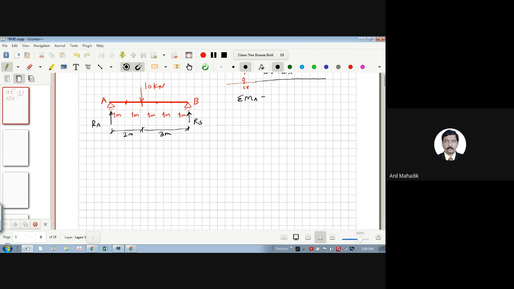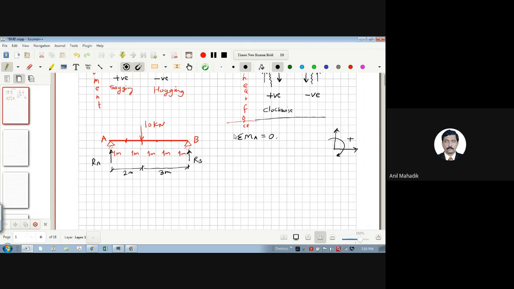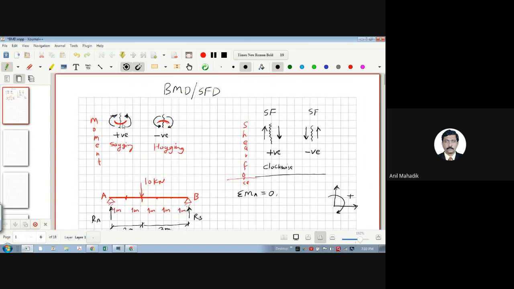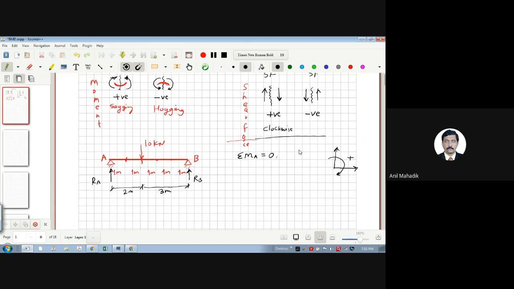Let's say sigma moment about A is 0. Then this will be anti-clockwise. What are we assuming, minus or plus? What is the sign convention for equilibrium conditions? So this is our sign convention, right? Let's say clockwise is your positive convention. Whenever you calculate the reactions, use this convention, and whenever you calculate the shear forces, use the other convention. So these are different. Don't get confused with this.